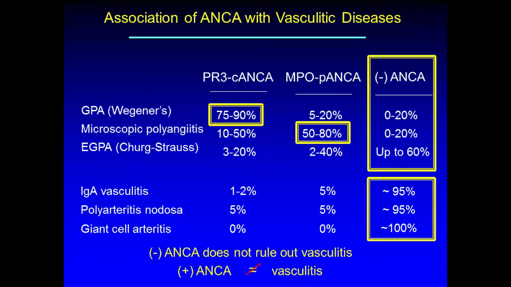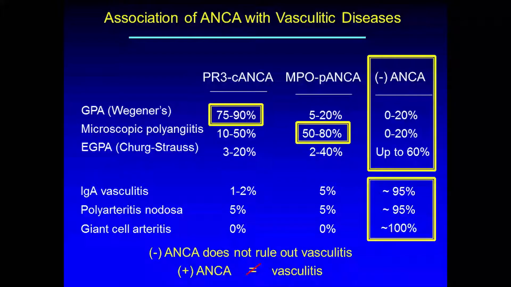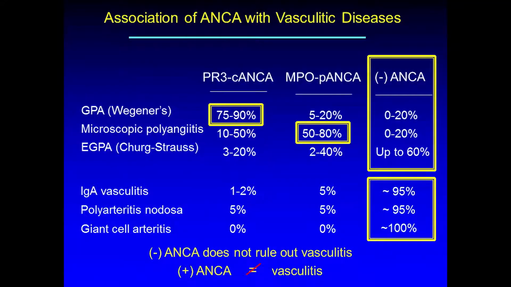In addition, there are other forms of vasculitis, such as cutaneous vasculitis and giant cell arteritis, which is the most common vasculitis that affects us as people, where ANCA is almost never seen. So this reminds us that a negative ANCA does not rule out vasculitis, and particularly for some of our cutaneous patients. And similarly, a positive ANCA should not be equated with a diagnosis of vasculitis, as this can be seen in other settings.